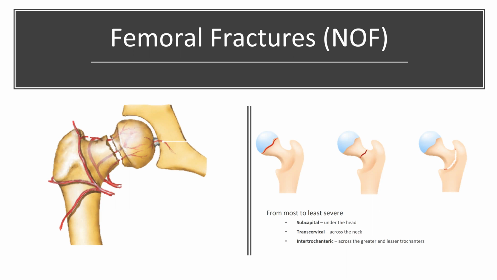And how we know something is a neck of femur fracture is because it usually presents with a shortened thigh due to the contraction of the quadriceps, with the hip externally rotated. And the main demographic for these types of injuries is women with osteoporosis.